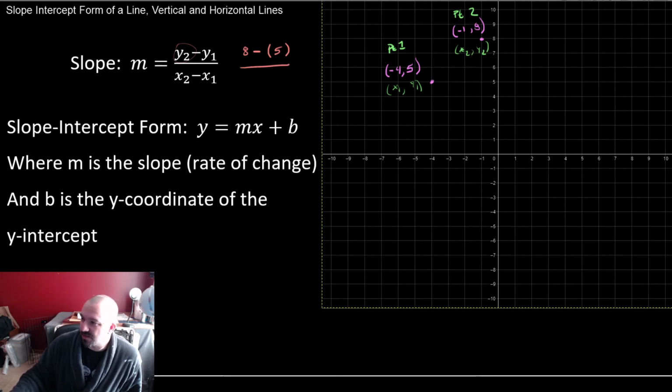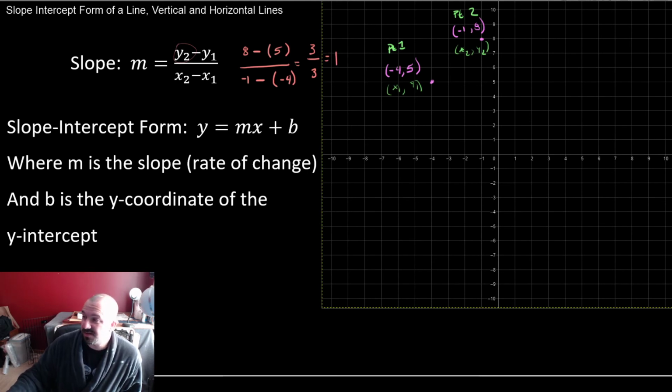x2 is -1 minus, and then x1 is -4. So if we were to clean this up, we get 3 on top. We get -1 minus -4, which is going to give us a 3 on the bottom, and we get a slope of 1. So 3 over 3 is 1.